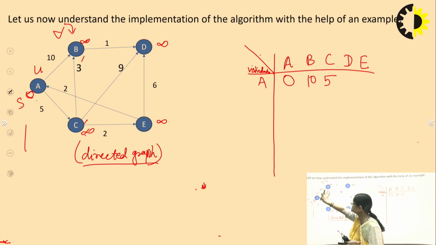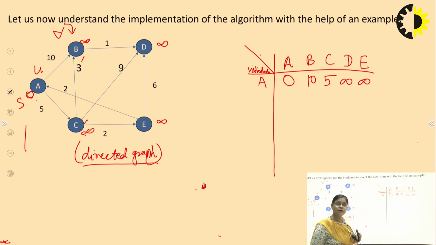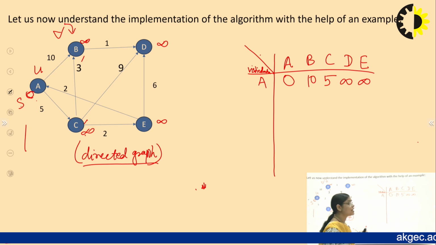We know the distance between the A vertex and the B vertex. Keep in mind that this is a distance between A and B, it is not the value of the B vertex. We have to find the value of each and every vertex, then only we are going to calculate the shortest path. Now, A to D is infinity. A to E is infinity, right?